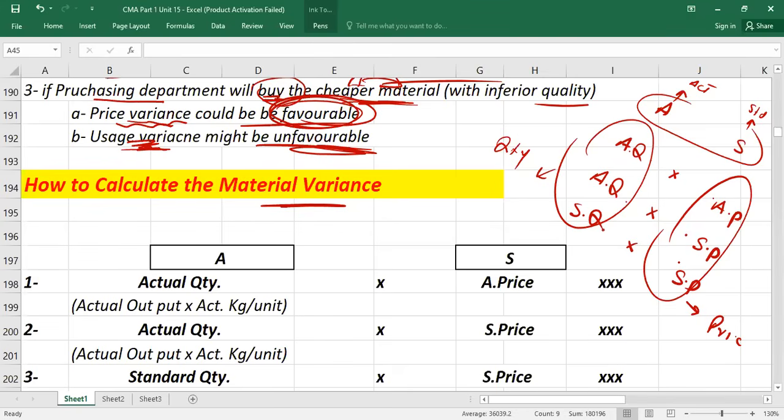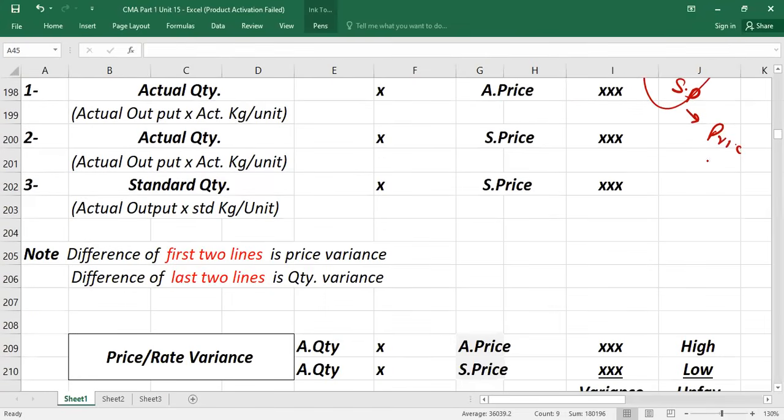With the first column, attach the word quantity. With the second column, attach the word price. Now, really important. Once these three lines are written, the first line is actual quantity, actual price. Second line is actual quantity times standard price. Third line is standard quantity times standard price. Now, I'll tell you, don't worry.